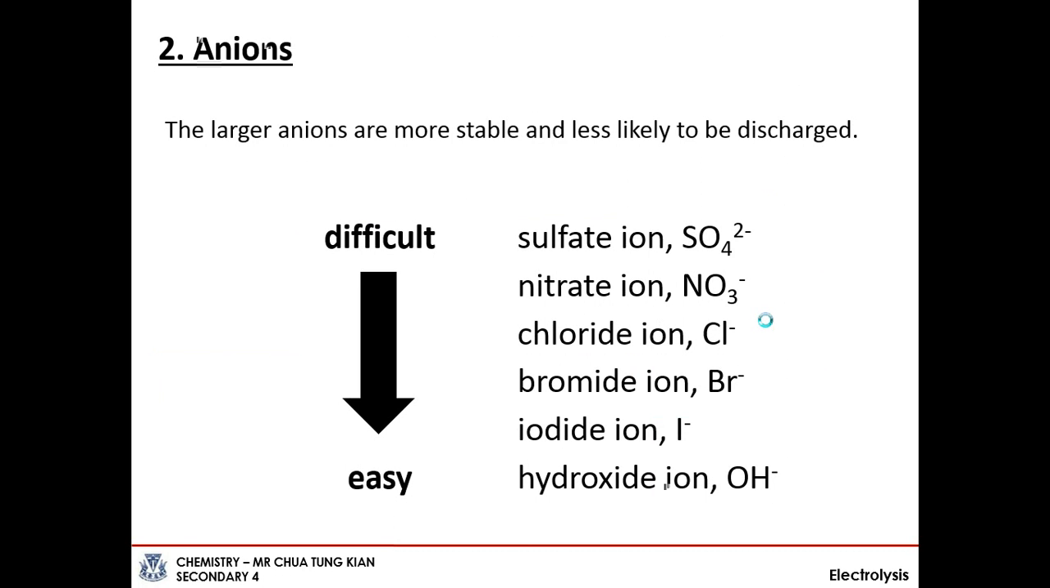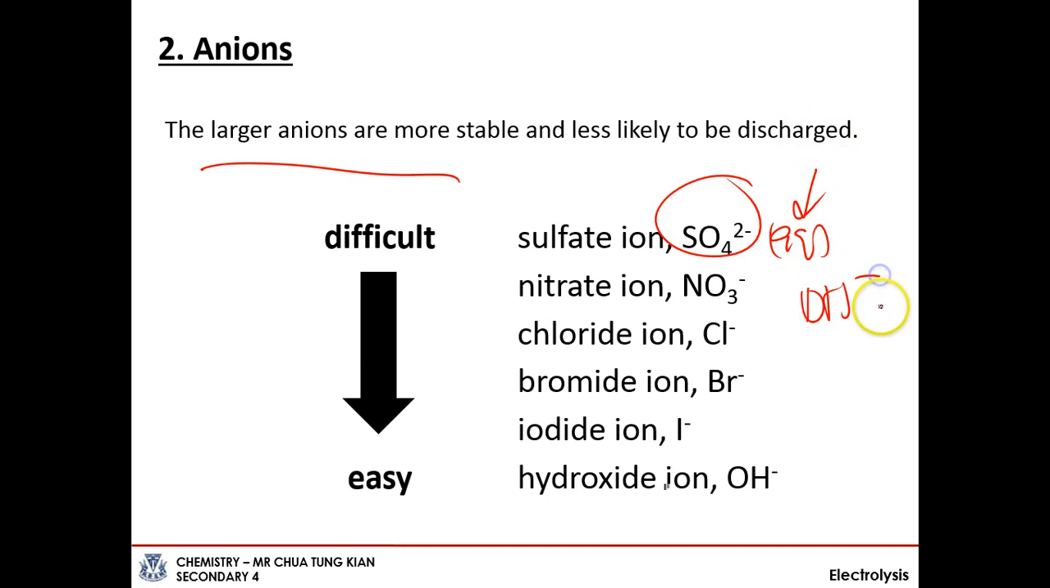For anions, it is a bit more unique. The larger anions are more stable. Sulfate in particular is very stable, so it is always not discharged. For the sulfate ion to be present in aqueous solution, it means that the OH- ion will be present as well. Just for your information, the sulfate ion looks something like this. So you can see this is a huge anion versus OH-, which is a small tiny anion. So OH- will always be preferentially discharged. The smaller ions are more easily discharged, right?